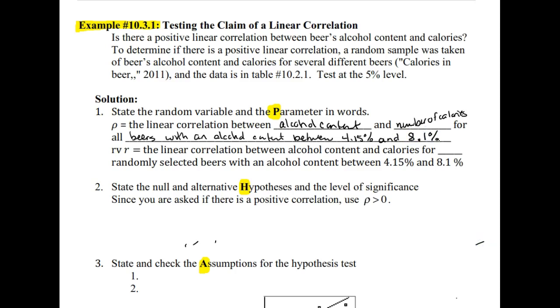data. And again, we don't know that value. That's what our hypothesis is about, our population parameter. Okay, so our point estimate for that is R. And so our random variable R is going to be the linear correlation between alcohol content and number of calories for these 9 randomly selected beers that we have with an alcohol content between 4.15% and 8.1%.